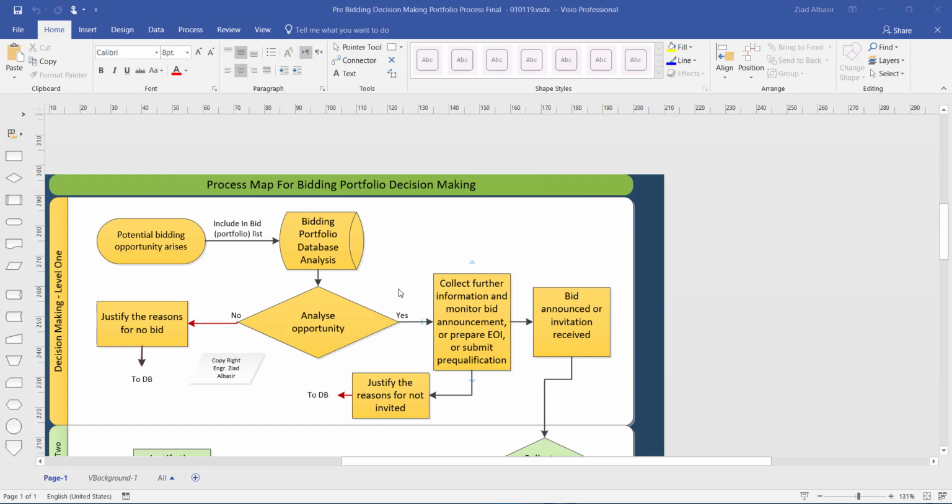Today I will talk about making a framework for bidding portfolio decision making analysis and bidding preparation. This framework will also include a draft schedule and template which you can use for all bidding.